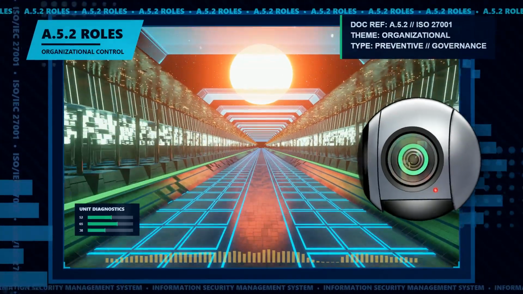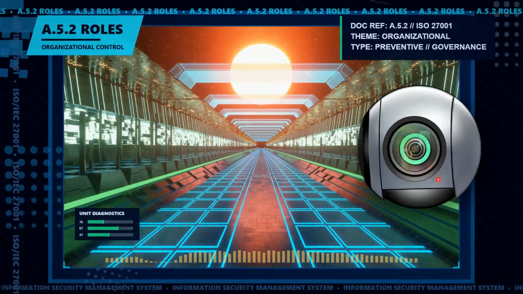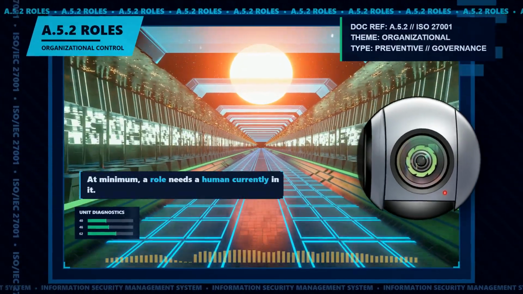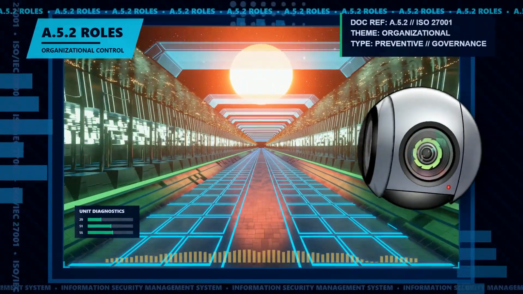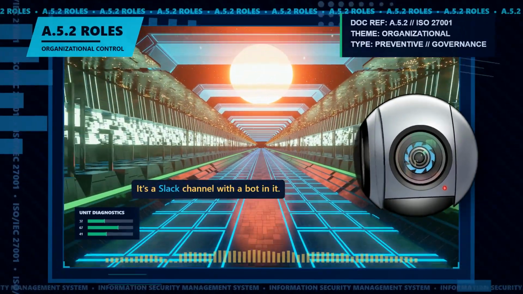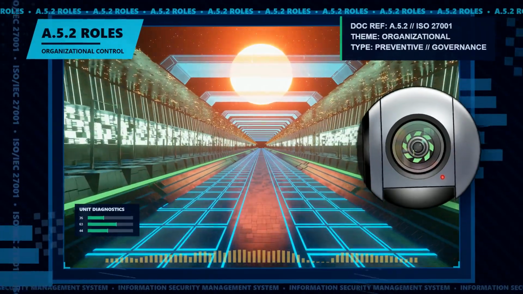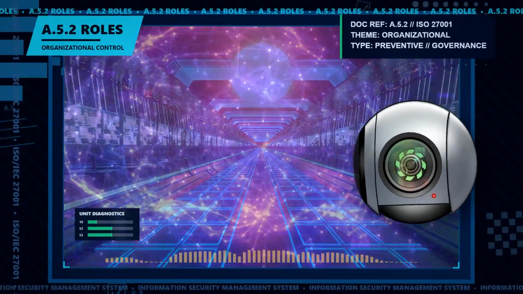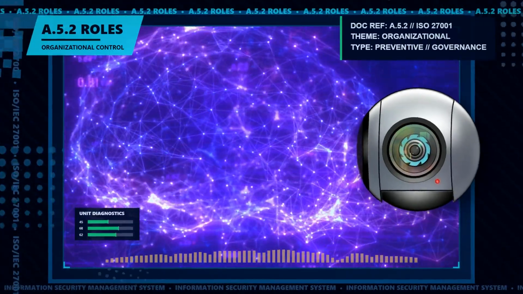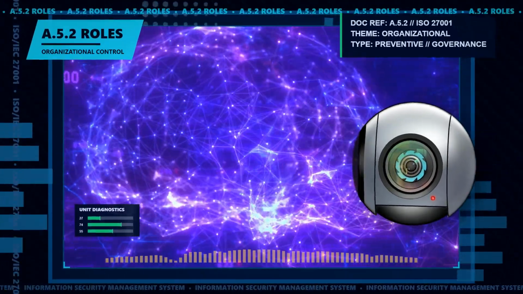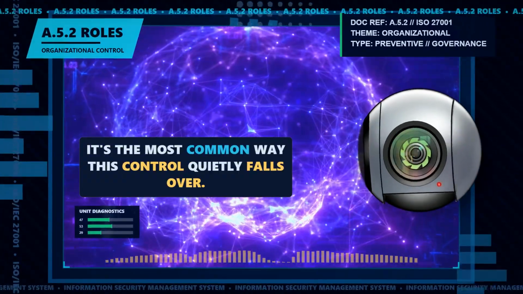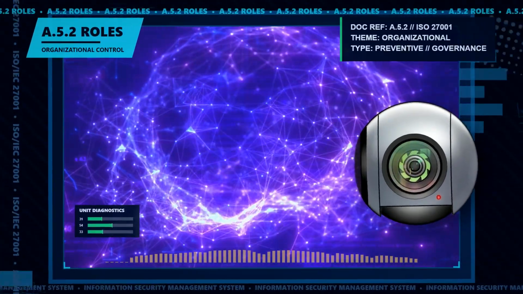To allocate, those responsibilities get attached to actual named humans, or at minimum to actual defined roles that a human currently occupies. Not "the security team," when the security team is a Slack channel with 4 people and a bot in it. And then the bit everybody skips: understood. The standard wants these documented and communicated, so the person holding the responsibility knows they're holding it, which sounds obvious. It is obvious. It is also the single most common way this control quietly falls over.